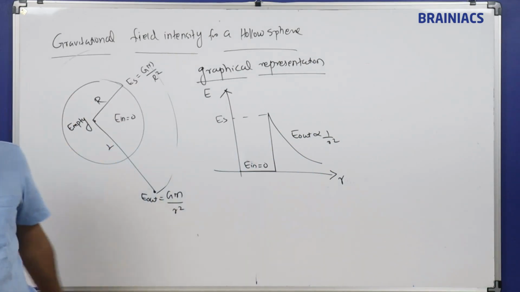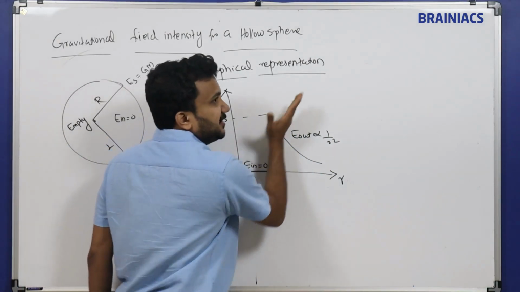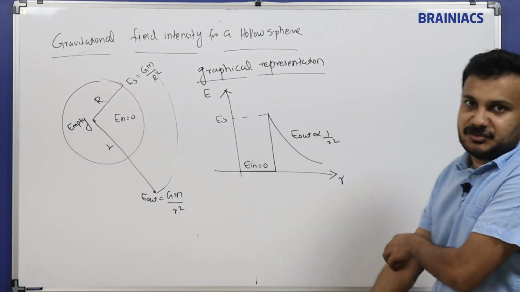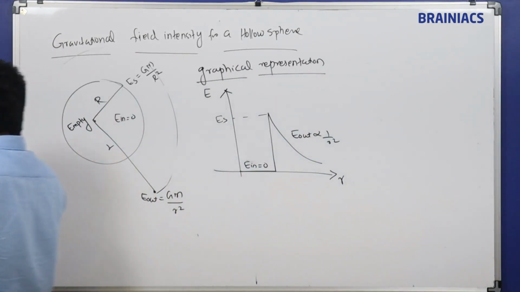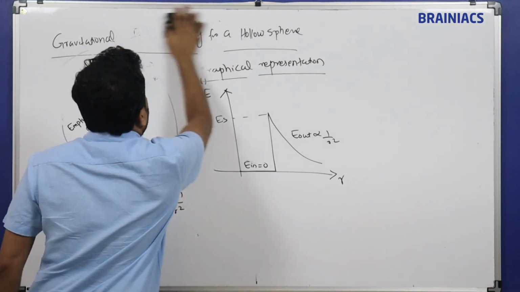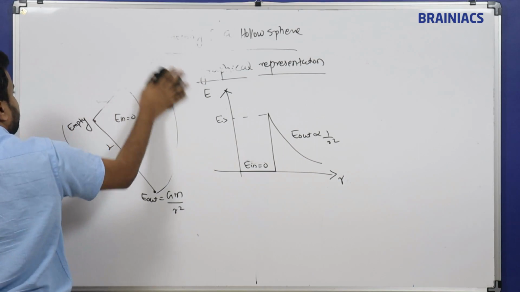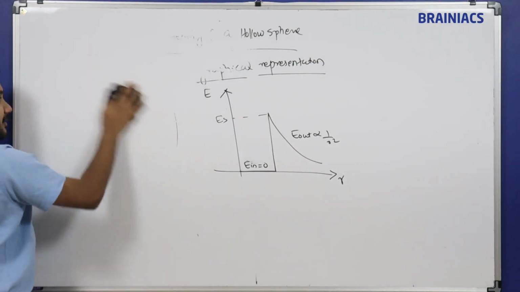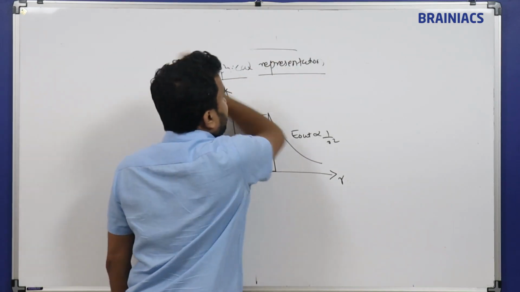For a solid sphere, what is the graph? The first part is a straight line. That is the only difference. Solid sphere, first part is a straight line. Hollow sphere, inside it is 0. Just remember this. The graph is important. Graphs will generally be asked in your entrance examinations.